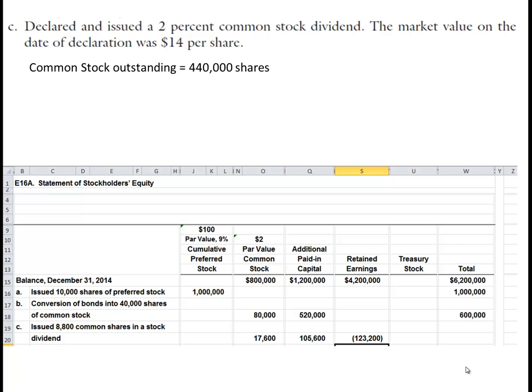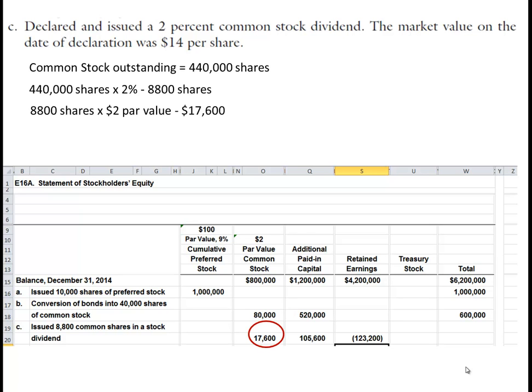And a 2% stock dividend means we're going to issue an additional 2% above the 440,000, which would be 8,800 shares. So in our common stock dividend issue, we're going to issue an additional 8,800 shares. When we think about what happens in that transaction, it's like issuing common stock. So we're going to issue 8,800 shares times our $2 par value, which is 17,600.